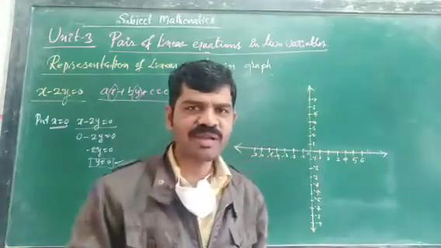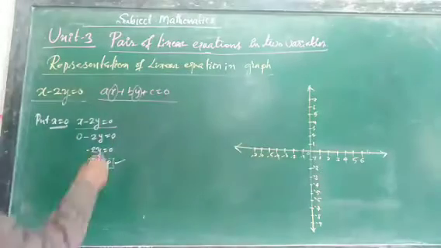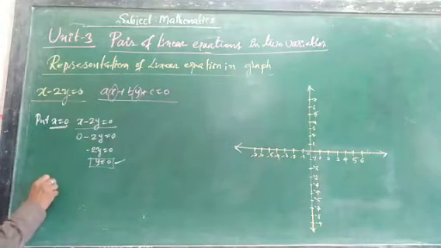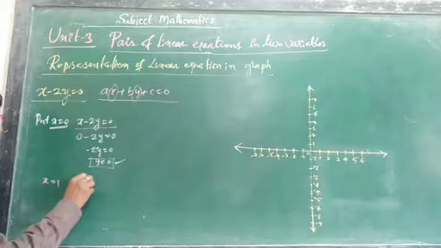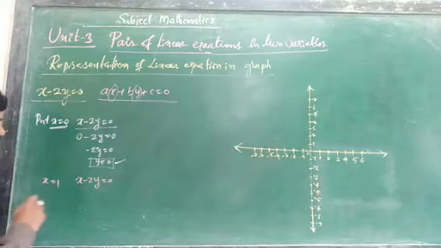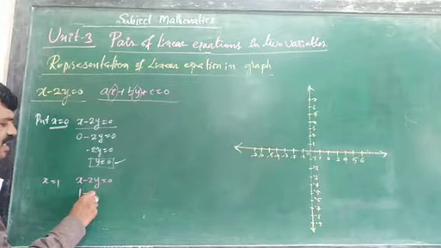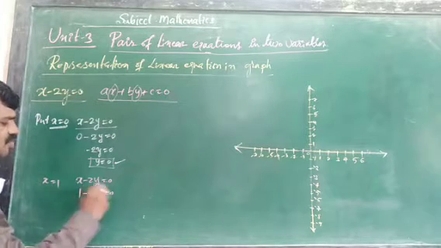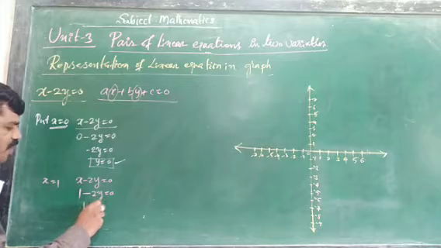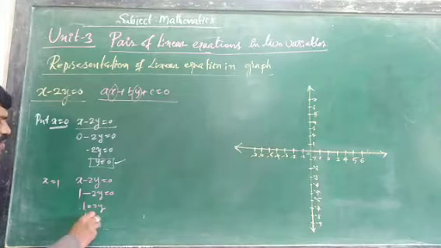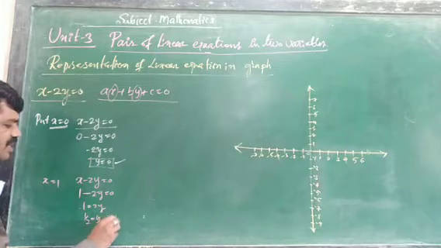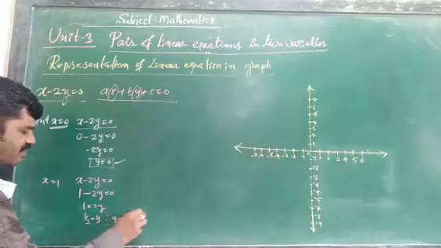Now let us put the value of x equal to 1. x minus 2y is equal to 0 is the equation. Here x is equal to 1, so 1 minus 2y is equal to 0. 1 is equal to 2y, 1 by 2 is equal to y. Therefore, y is equal to 1 by 2, that is 0.5.